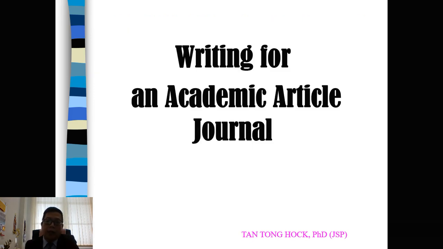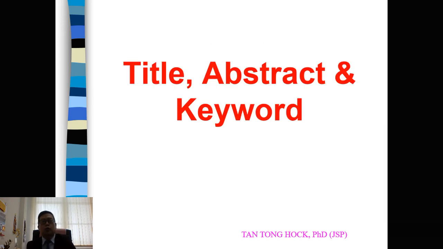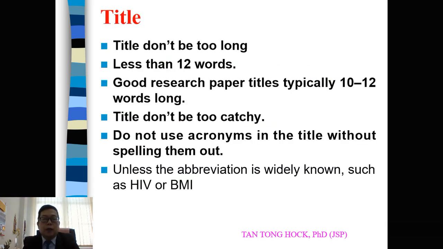When you write an academic journal article, you normally need to follow the format required by the journal. Some things you need to consider: the first is the title, abstract, and also the keywords. That is the most important thing you must do before you start your writing. For the title, don't make it too long. Normally it should be less than 12 words, and a good research paper title is typically 10 to 12 words long. The title should not be too catchy.